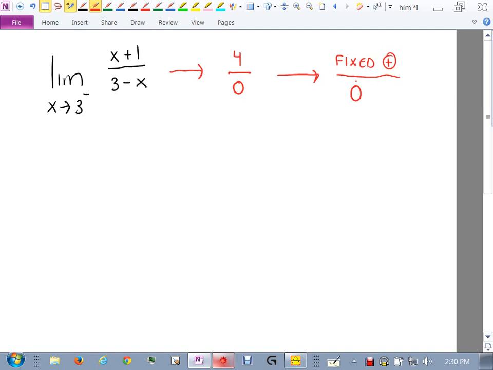And when I summarize all this, I'll just remind you that there's 3 possibilities. When you have fixed over infinity, there's 3 possibilities: positive infinity, negative infinity, does not exist. Those are the only 3 outcomes. So how can I determine what the bottom's doing?